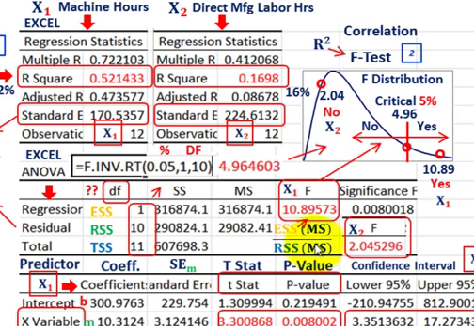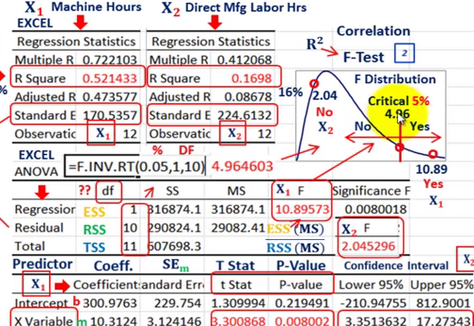ESS divided by RSS, the mean sums of squares here. And we're going to come up with an F statistic for x1 of 10.89, based on that division. And then for our x2, our F statistic is 2.04. Okay, so now let's go down and make the comparison between the two.